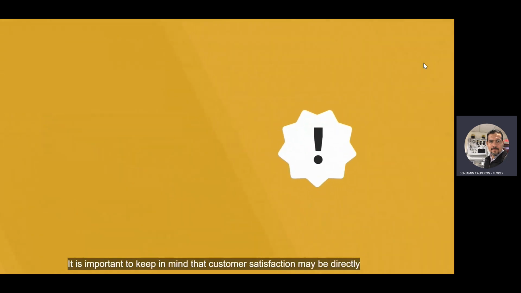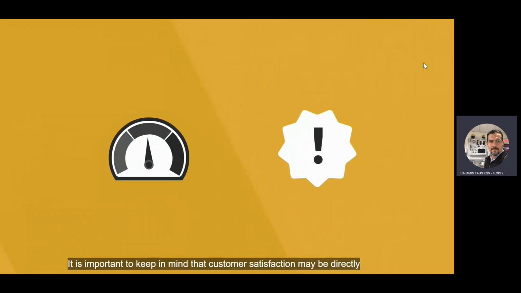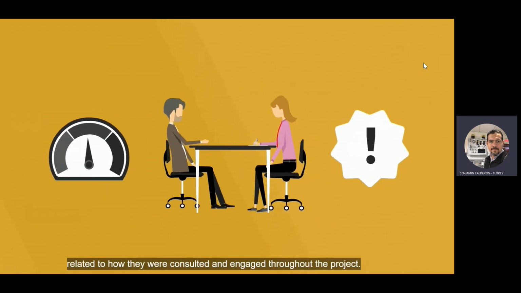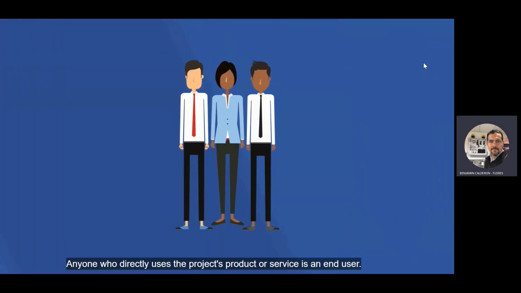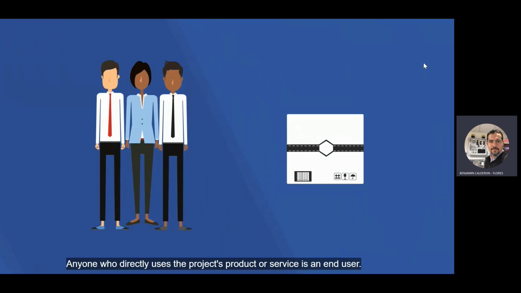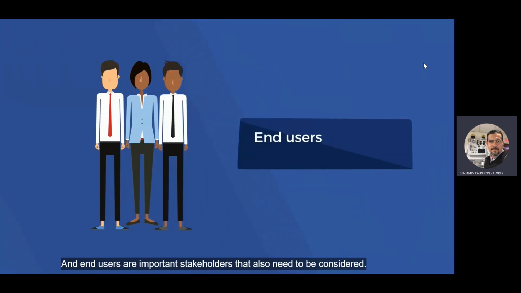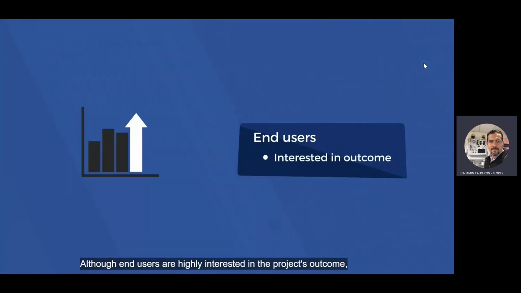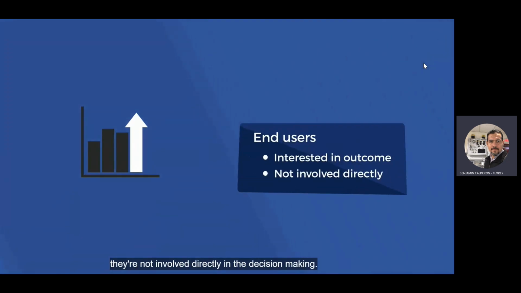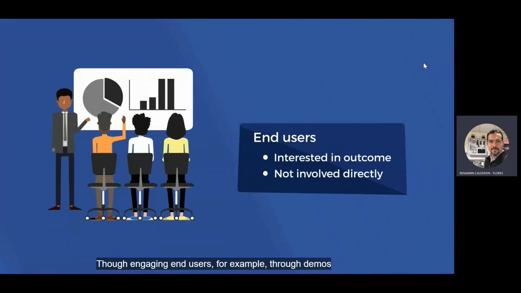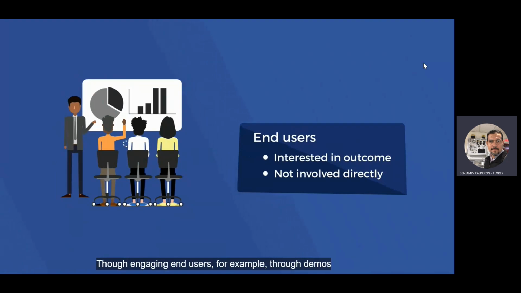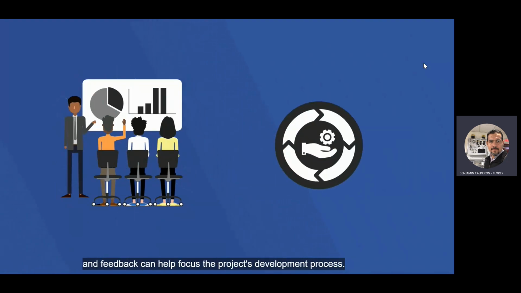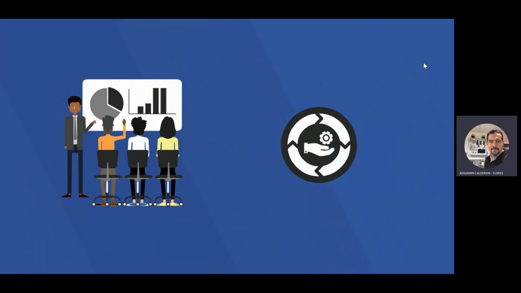It is important to keep in mind that customer satisfaction may be directly related to how they were consulted and engaged throughout the project. Anyone who directly uses the project's product or service is an end user. And end users are important stakeholders that also need to be considered. Although end users are highly interested in the project's outcome, they're not involved directly in the decision making, though engaging end users, for example, through demos and feedback, can help focus the project's development process.